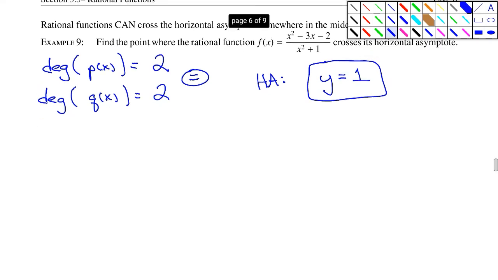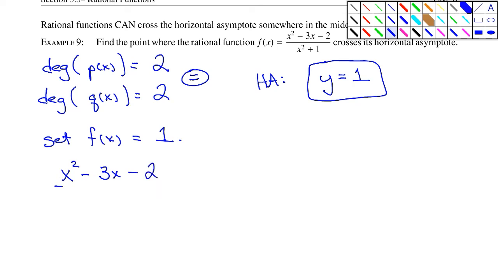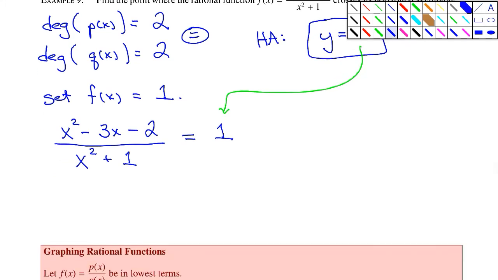Now, in order to find where the function crosses its horizontal asymptote, we're essentially finding what x value has the value of y equals 1. So we're going to set f of x equal to 1 and solve for x. So this is x squared minus 3x minus 2 over x squared plus 1. Set that equal to 1. To solve this, I'm going to cross multiply.